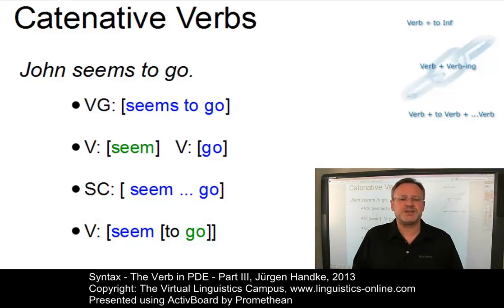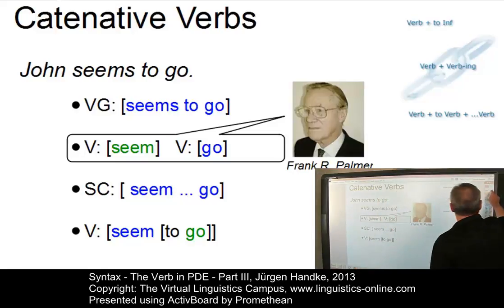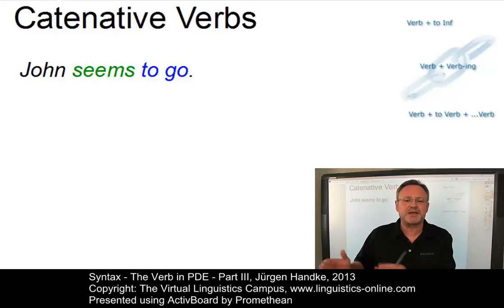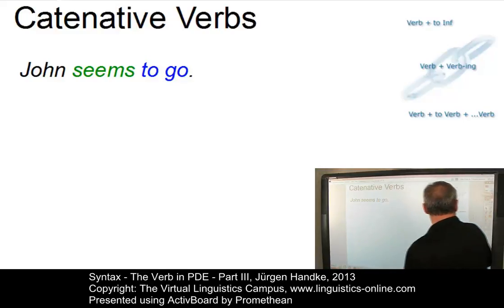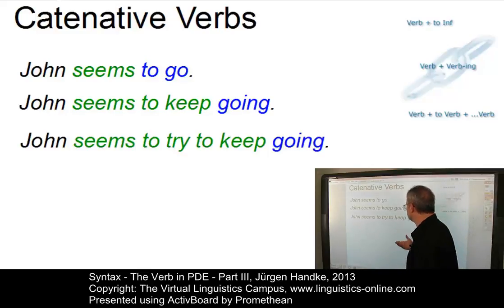Well, the analysis that we suggest here is the catenative analysis, which goes back to Frank Palmer, who provided this analysis in his book The English Verb in the 1980s. This analysis defines verbs such as seem as lexical verbs with obligatory verbal complements. According to this definition, catenative verbs are lexical verbs that may be used in a chain-like manner with a full verb at the end. So we could easily expand this into John seems to keep going. The full verb is at the end, going. Or make it even larger, John seems to try to keep going.